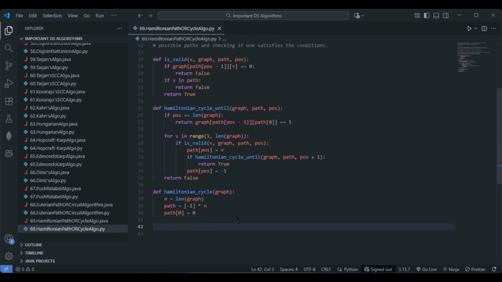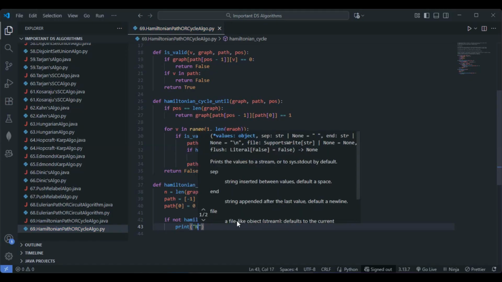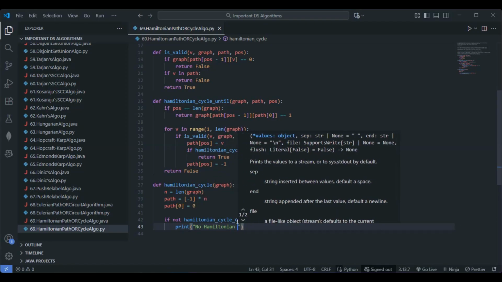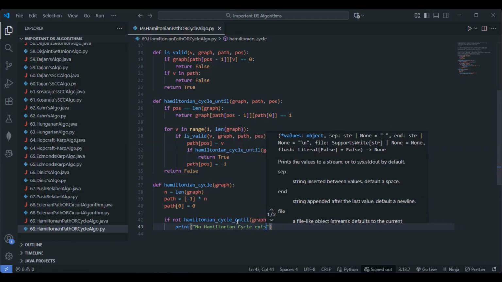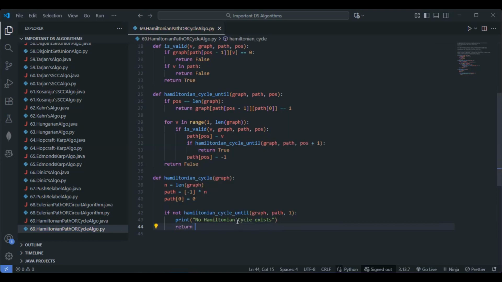Now, if not, so I'll just go with if not Hamiltonian cycle until. So this one, let me go with graph, this one path as well as the 1. This is fine. So now what shall we do? Let's print something for the interactive purpose, right? So I'll just go with print: no Hamiltonian cycle exists, right? So this is fine. Then let's return false.